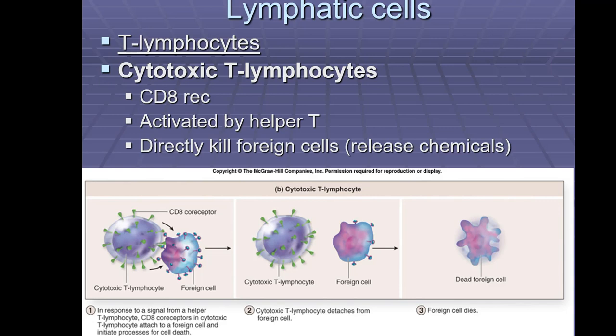So then we have cytotoxic T, a different type of receptor on the surface. These are one of the cells activated by the helper T, and these directly target antigens and foreign substances that get in the body that could be harmful. So these are the cells that get their hands dirty and go in and usually release chemicals that would break down or tear up a dangerous cell that has gotten into the body.